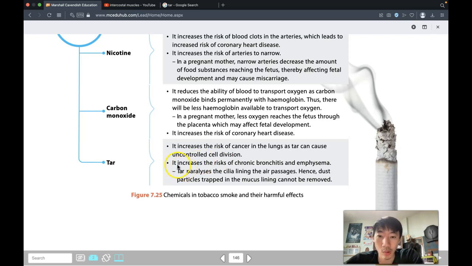Okay, tar also increases the risk of chronic bronchitis and emphysema. We're going to talk about these two diseases later. These two diseases are linked to the cilia inside our air passages, right? So inside the trachea, inside our bronchioles, there are these hair structures called the cilia. If you can imagine, if you put something sticky on the hair, the cilia, it will get paralyzed. And so dust particles will be trapped in the mucous lining and cannot be removed. So basically your cilia is useless, and whatever dust, it continues to get trapped and trapped and trapped. You can imagine after a few years, the amount of dust that gets trapped inside is going to get clogged up.